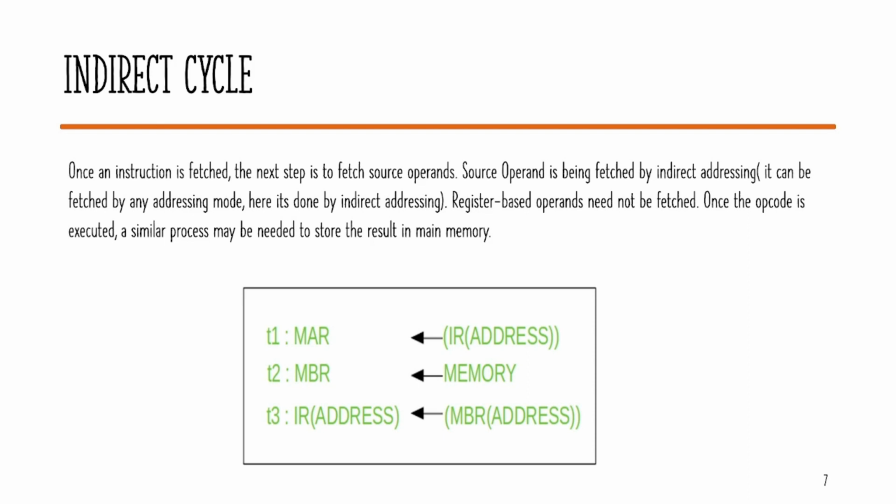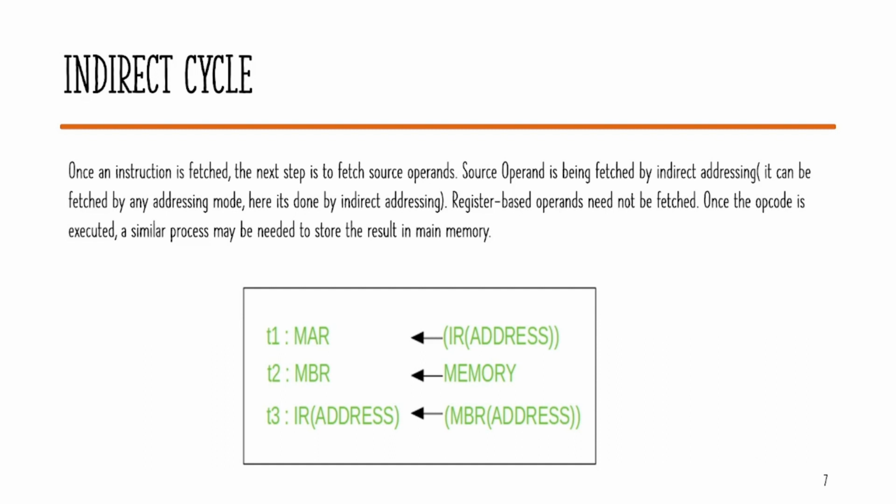Register-based operands need not be fetched, because once the opcode is executed, a similar process may be needed to store the result in main memory. As you can see, the indirect cycle is executed in three steps, so I will be explaining them.